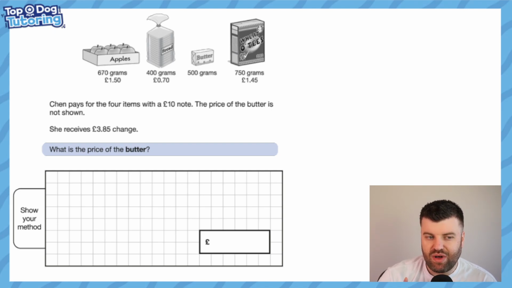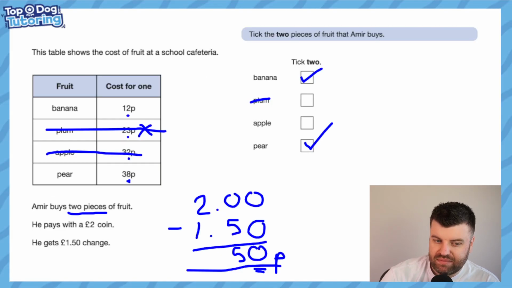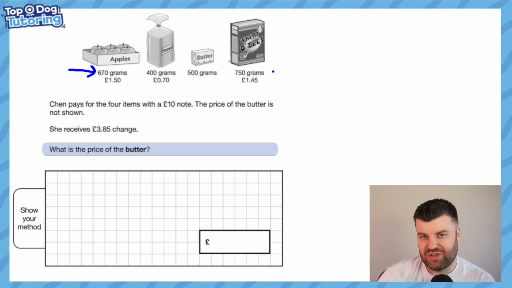Have you noticed what really annoyed people about this question yet? It's the fact that it gives you how much they weigh, because this information is not needed at all. It's a complete red herring. You will never use the information for grams to answer this question. But in the simple version of the question we just looked at, we had an amount paid, £2, and change £1.50. We had to do something with that first to figure out how much was spent. Well, that's what we have to do here.